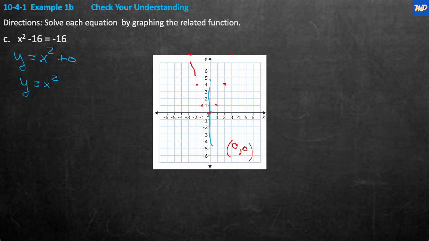Anyways, if you come down and try to graph that, it's going to go something like that, right? It's probably one of the better graphs I think I've drawn. And that's it. That's our graph using the related function.